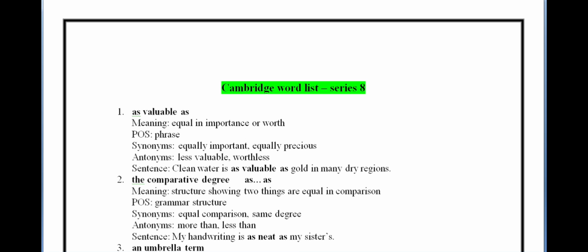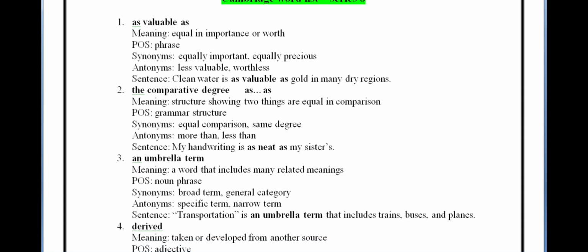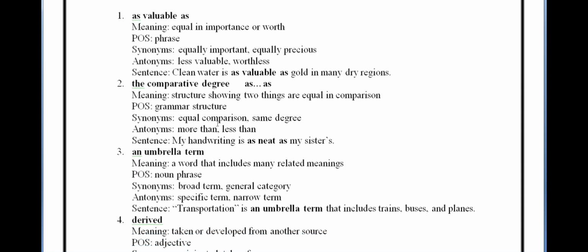Right. Next. Similarly, the comparative degree as and as. What happens here? This is a structure showing two things which are equal in comparison. The parts of speech, it's a grammar structure. It's a type of writing a sentence. The synonyms are equal in comparison or something which is same in degree. Antonyms are more than or less than.